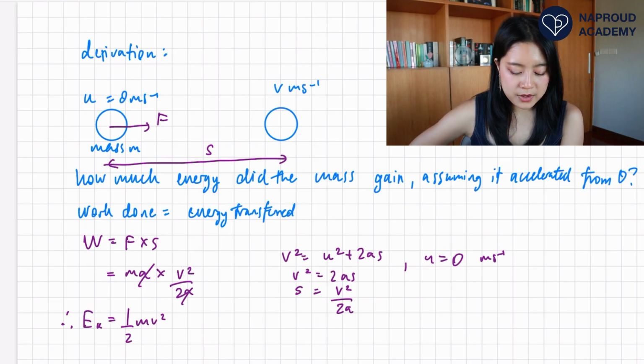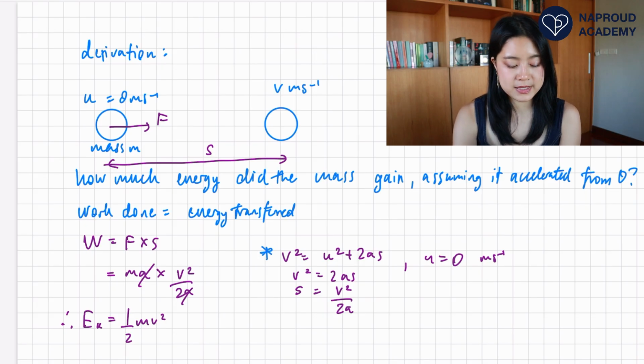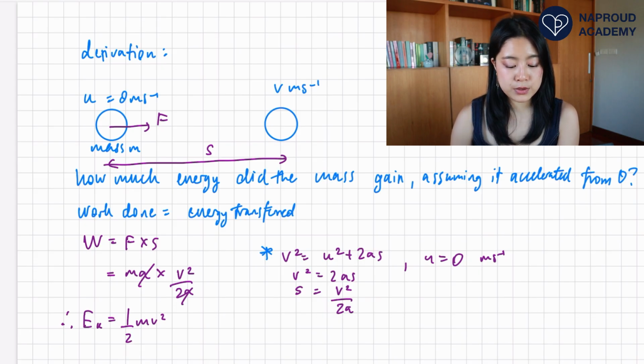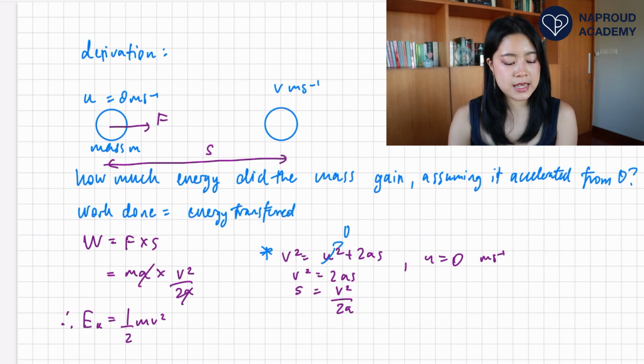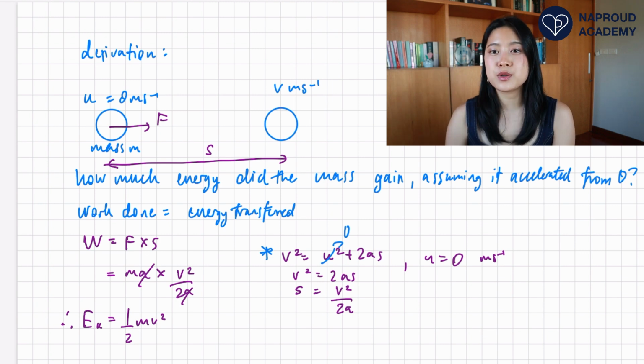So if you remember, we have the formula v squared is equal to u squared plus 2AS, and we can apply that to this situation. In this situation, we started off with an initial velocity of 0, so basically all of this goes to 0. And then we have 2AS, so we have v squared is equal to 2AS, and we can rearrange this to get S is equal to v squared over 2A by dividing both sides by 2A.